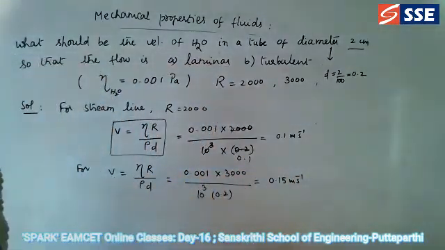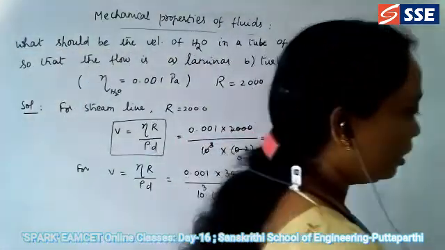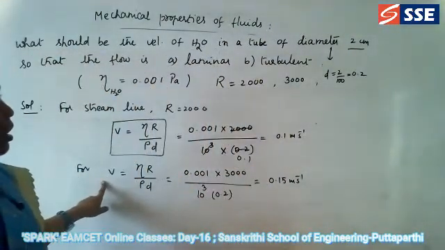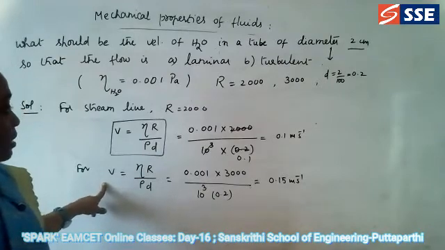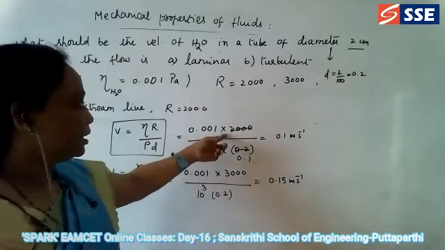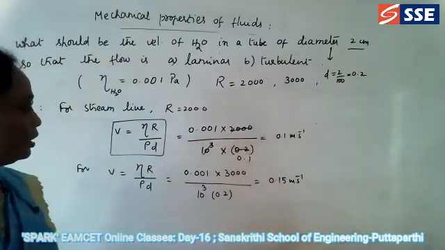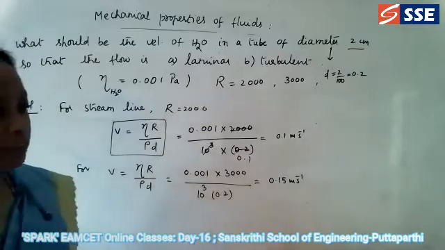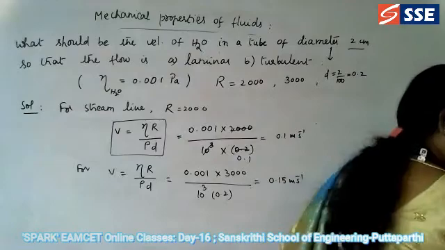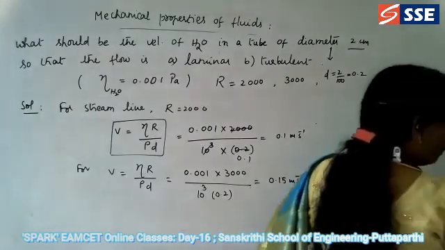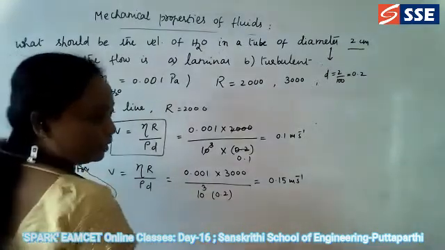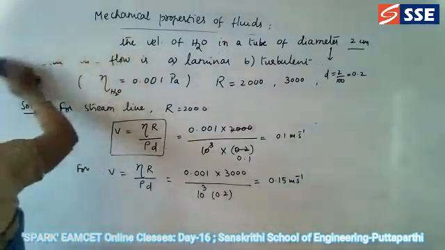So two cases are there. 0.15 is the answer for the velocity of water in the second case, where the Reynolds number is taken as 3, and in the first case it is 2. These are the two cases we have calculated. Not 0.06, it is 0.15. If it is over, then we will go for the next one.